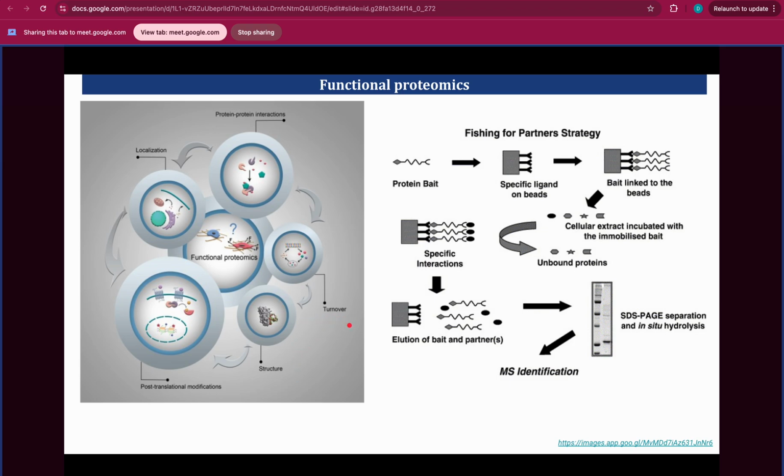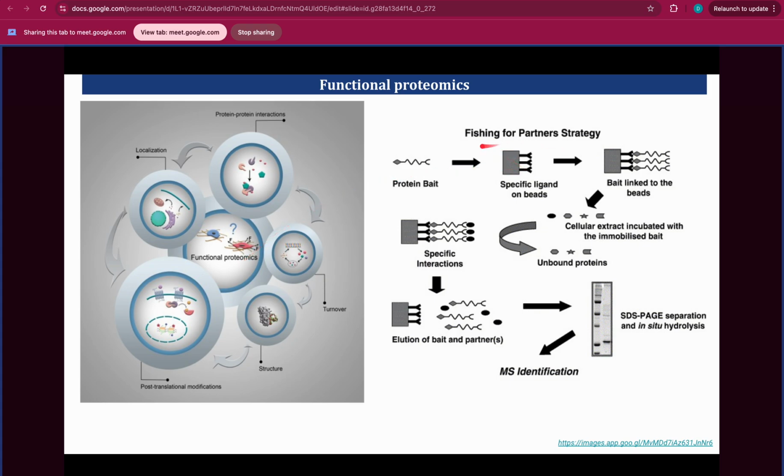So turnover is, for example, in case of enzymes, how fast it is synthesizing some product. So that is the turnover number. Or if we talk about proteins, then how well they are translated, how more and more proteins are synthesized, that is known as turnover. So all these things can be studied under functional proteomics to some extent.